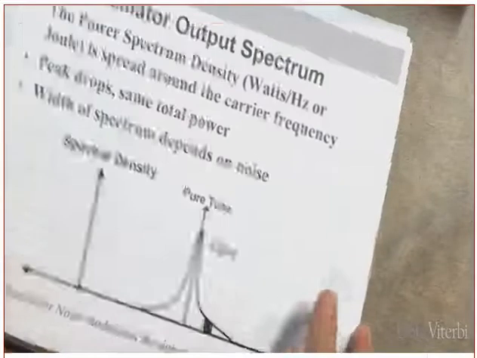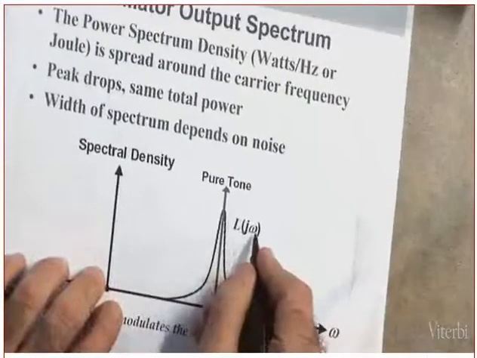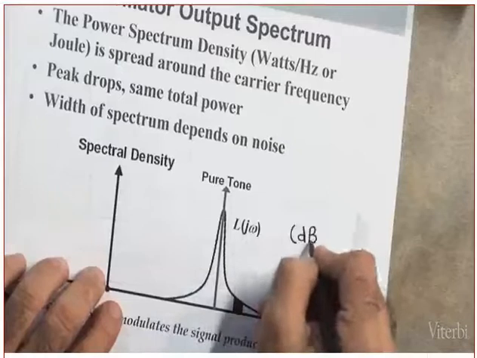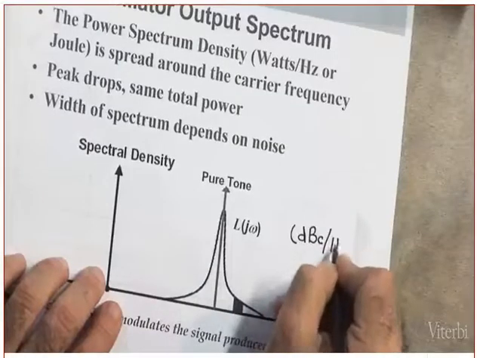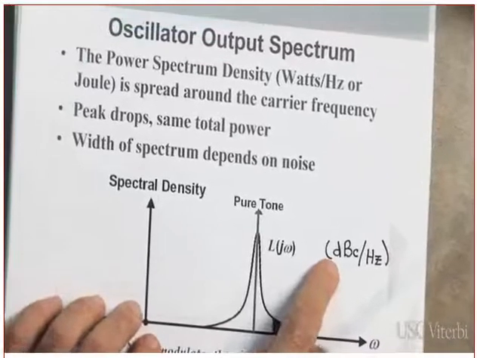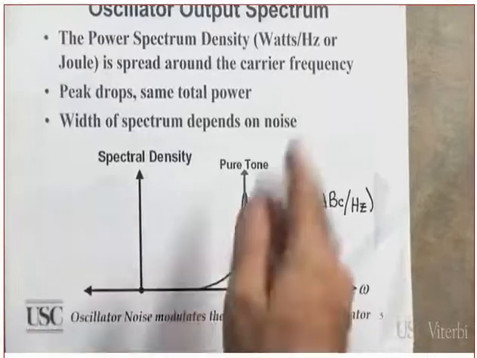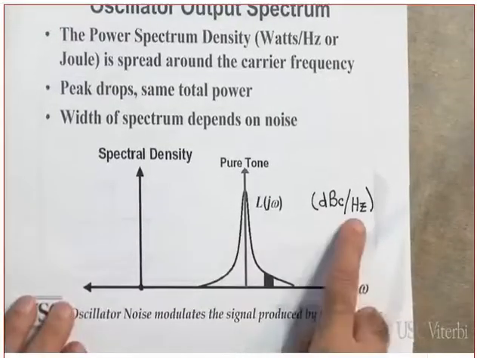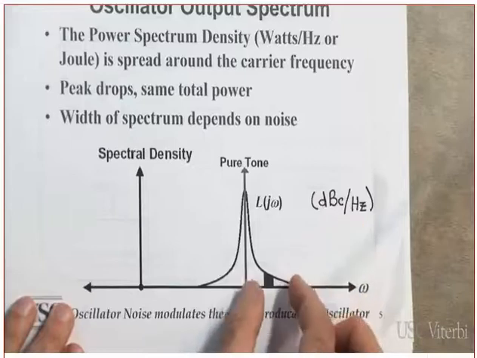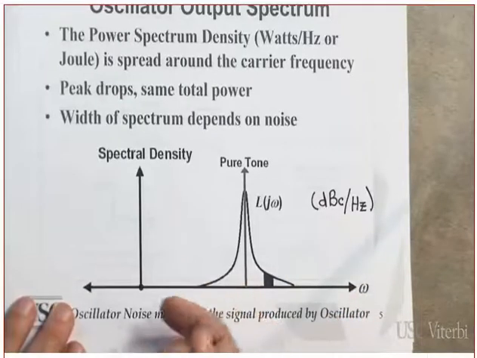Clear? Now, how do I measure this? I measure it through a parameter which is called L of j omega, a function of j omega. This will be measured in dBc per hertz. I want you to understand what the C is. It's with respect to the carrier. dB, the degradation with respect to the carrier, per unit hertz. Why do I say per unit hertz? It depends on how far it is from the center frequency. Did you get this or not?